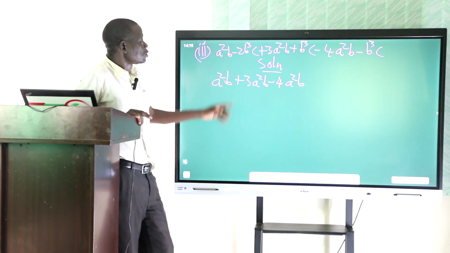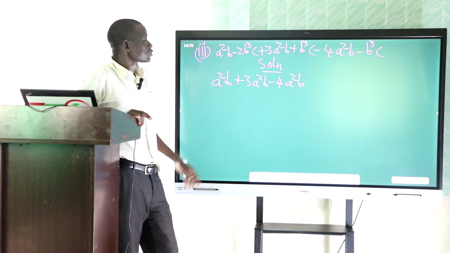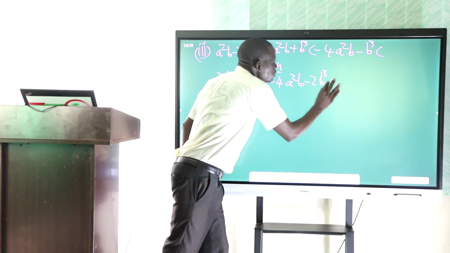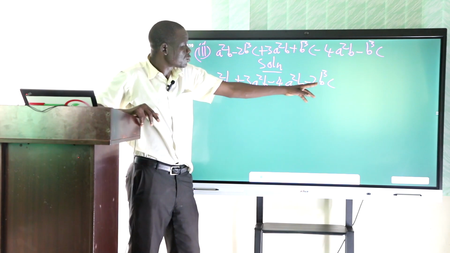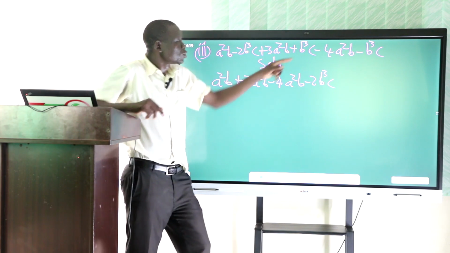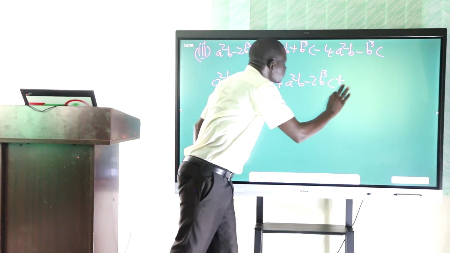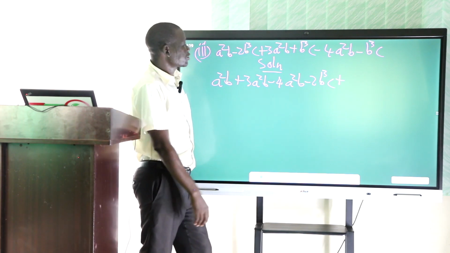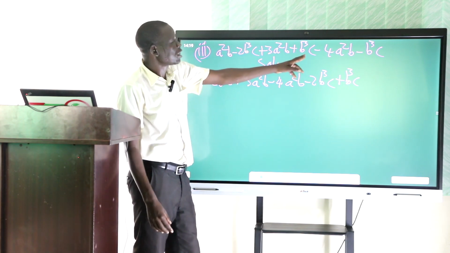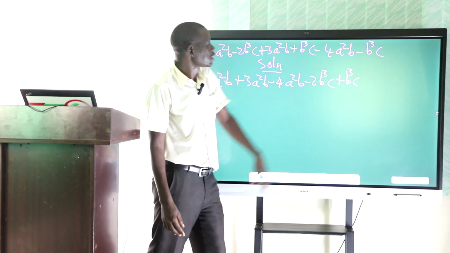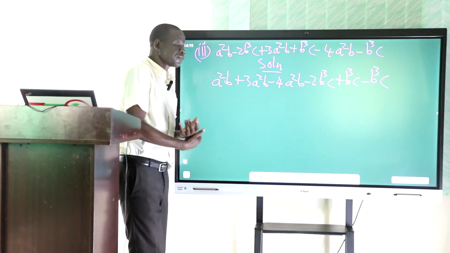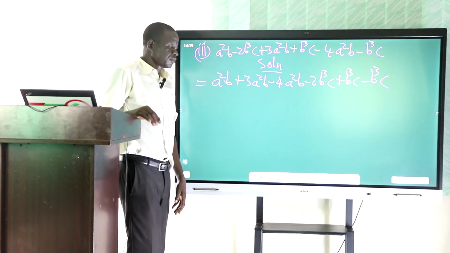Then we go to another one, that is b cubed c. So we shall say minus 2b cubed c. We look for another term similar to this one also. b cubed c exists here. So we bring this one plus b cubed c as it is. Then another one similar to it is the last one. That is minus b cubed c. Then from there, we collect the like terms.